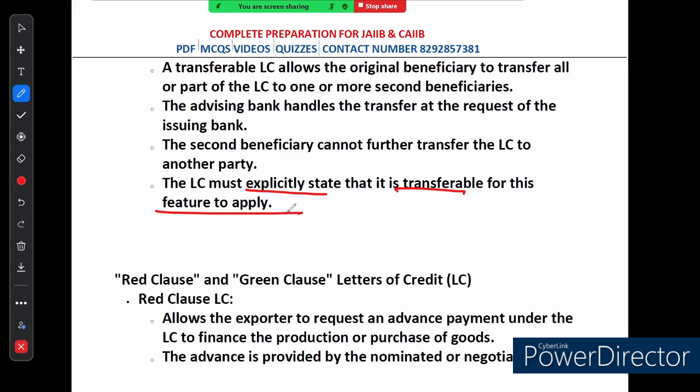Whether it is an irrevocable confirmed LC or a transferable LC, these variations offer tailored solutions to meet the specific needs of international traders.